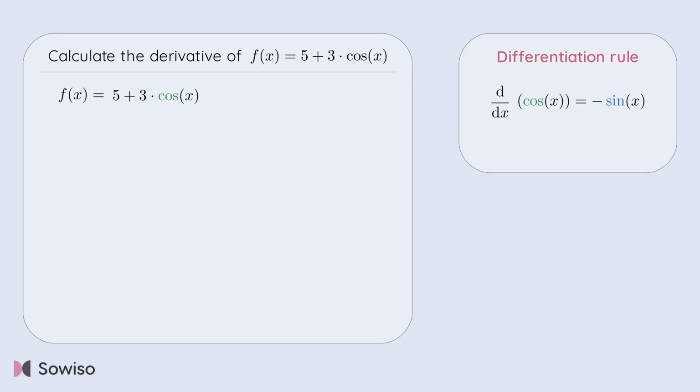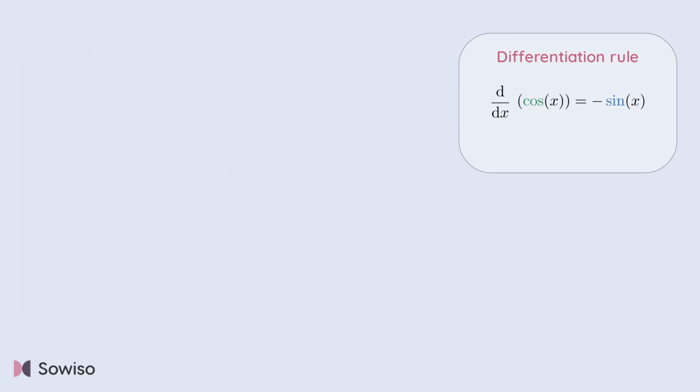We can now apply this to our function. Remember that the derivative of the constant 5 is 0, and that the 3 multiplying the cosine will just multiply its derivative as well. We obtain that the derivative of 5 + 3 cos(x) is equal to minus 3 times the sine of x. This ends the first example.